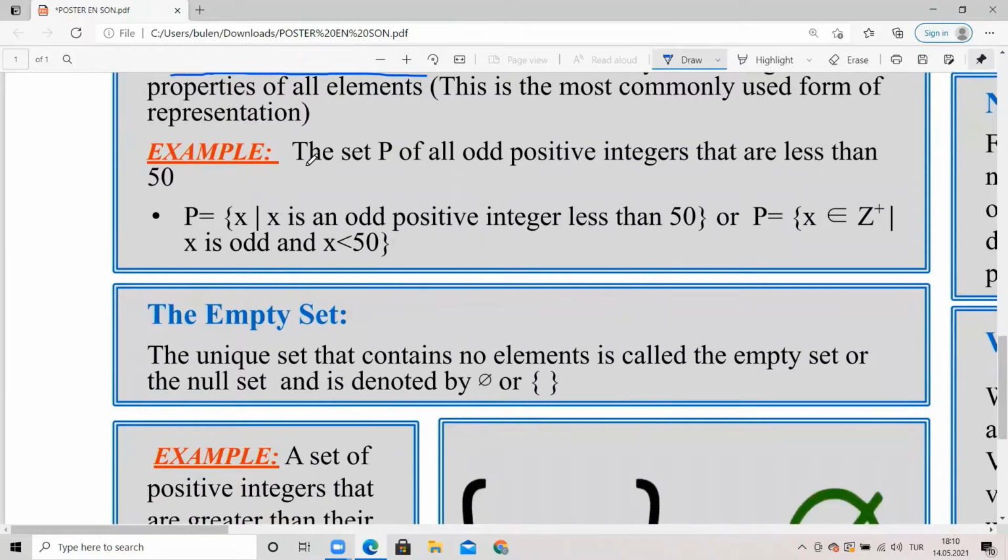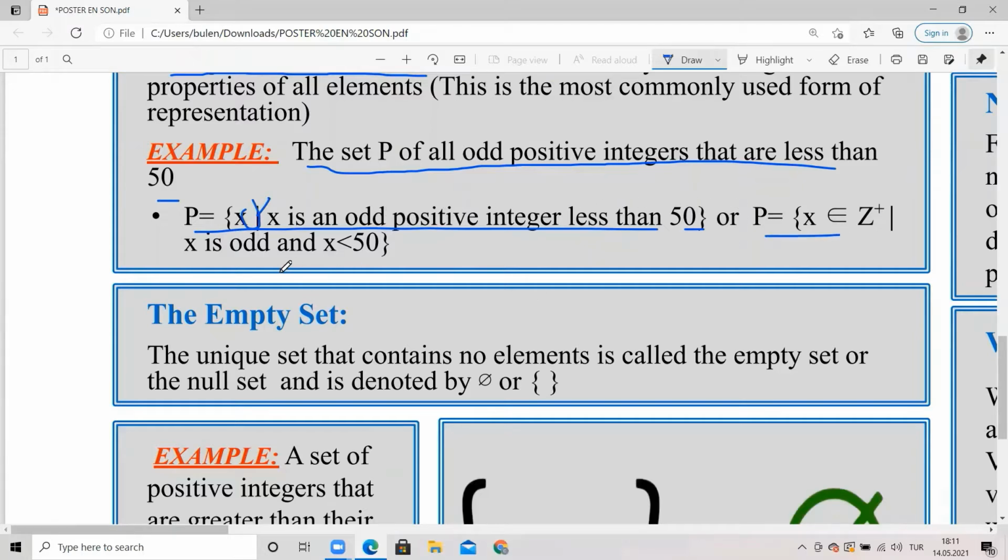And for an example of this, we may look at the set P of all odd positive integers that are less than 50. As you can see, there are two ways to do this. This notation here means such that, and the entire notation can therefore be read as x, such that x is a positive integer less than 50.